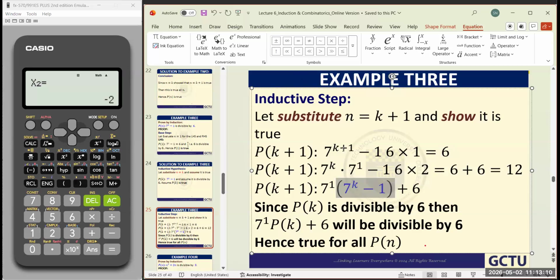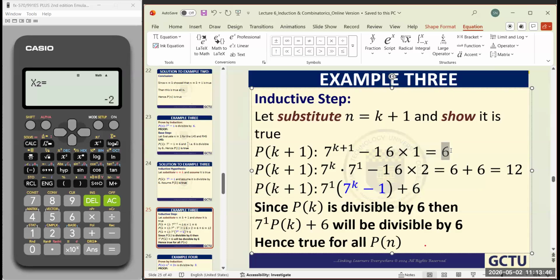Okay, so I'm saying that this 7^(k+1) has been written as 7 times (7^k minus 1), multiplied by some constant, plus 6. But we have already established that 7^k minus 1 can be divided by 6 from the previous example. If this thing can be divided by 6 and I multiply it by a constant, that multiple will be divisible by 6. And then I'm adding a constant of 6. That is why I tried to show you the 6 times table.